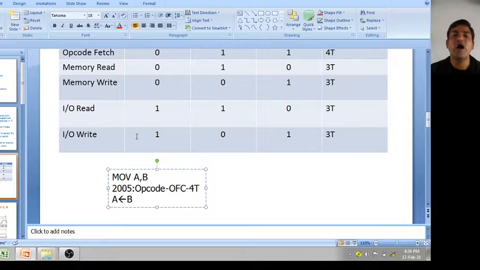In output port. So in this case, MOV A, B, only one machine cycle is required, and that will be opcode fetching. If there is only one machine cycle, that will be by default opcode fetching. So only 4 T states are required.